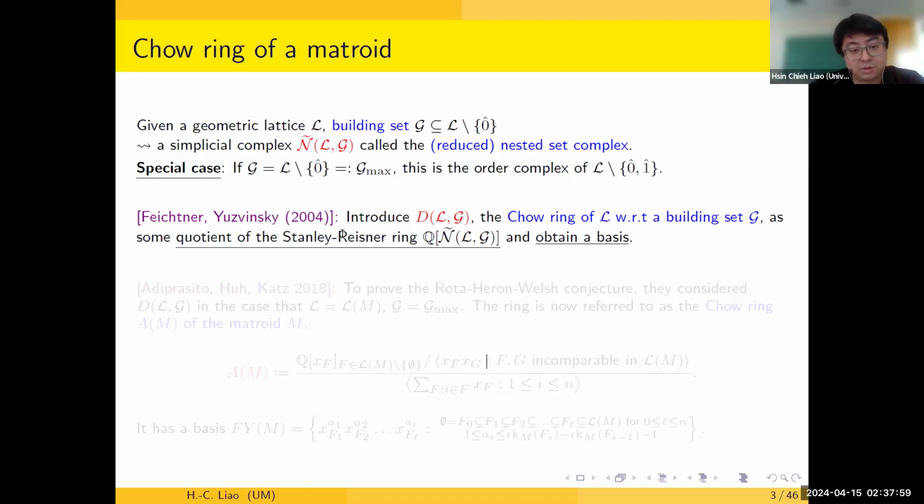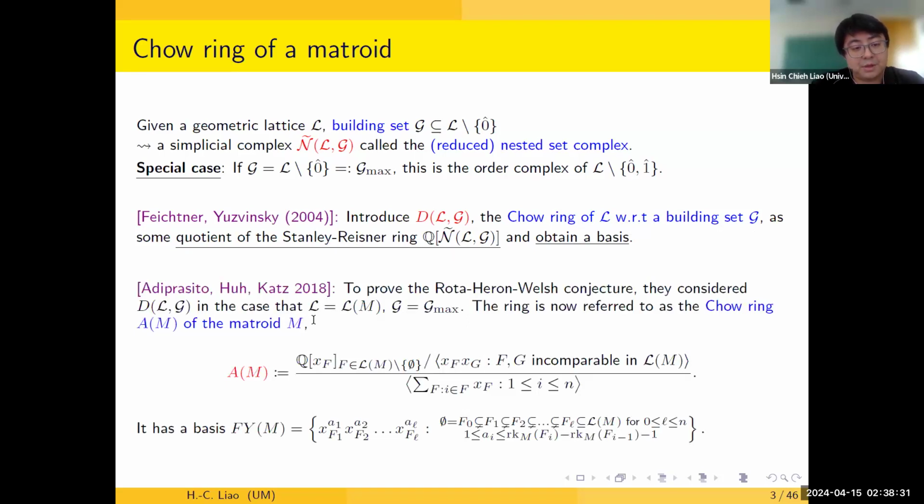Feichtner and Yuzvinsky use this construction to introduce the algebra D(L,G), called the Chow ring of L with respect to the building set G, as a quotient of the Stanley-Reisner ring of the reduced nested set complex. It turns out these quotients are finite-dimensional Q-algebras, and they also obtained a basis for this algebra.